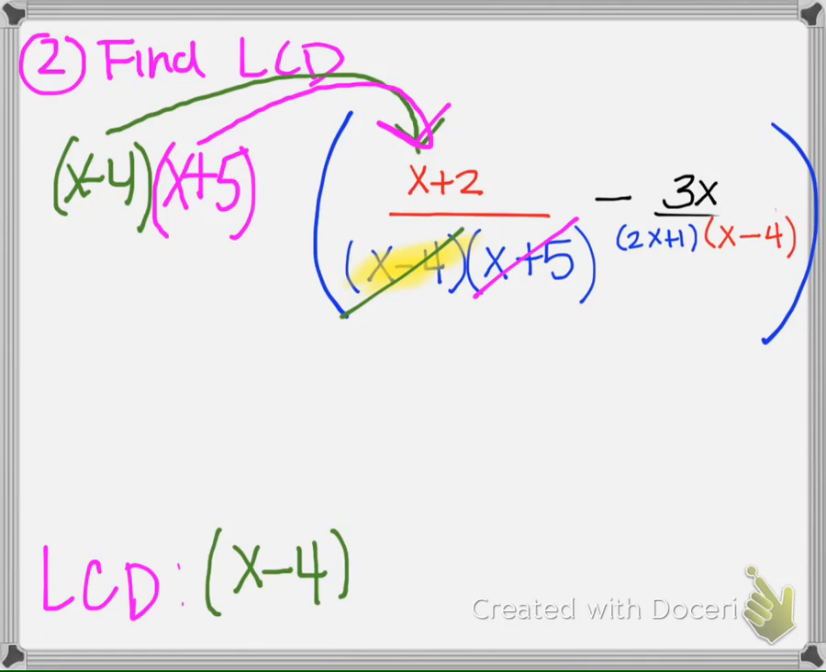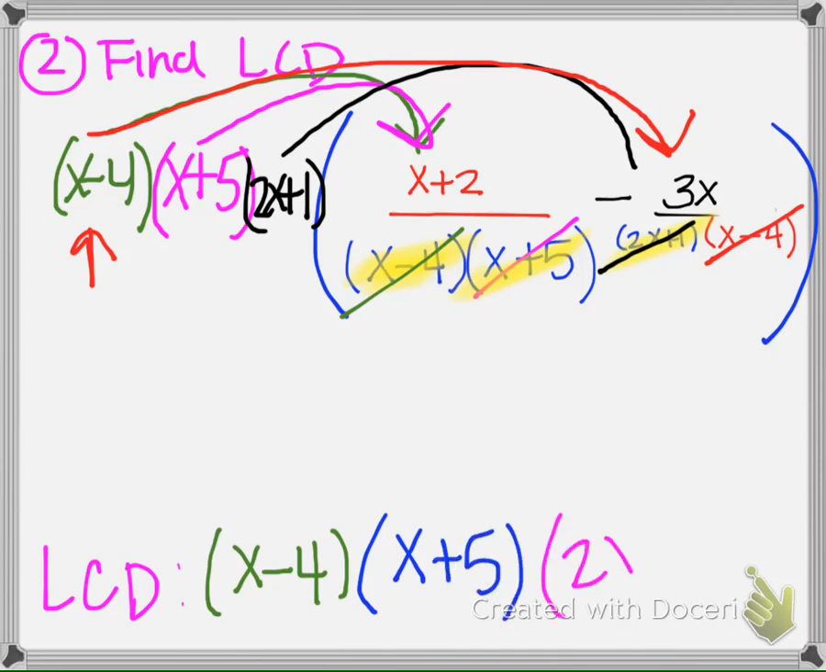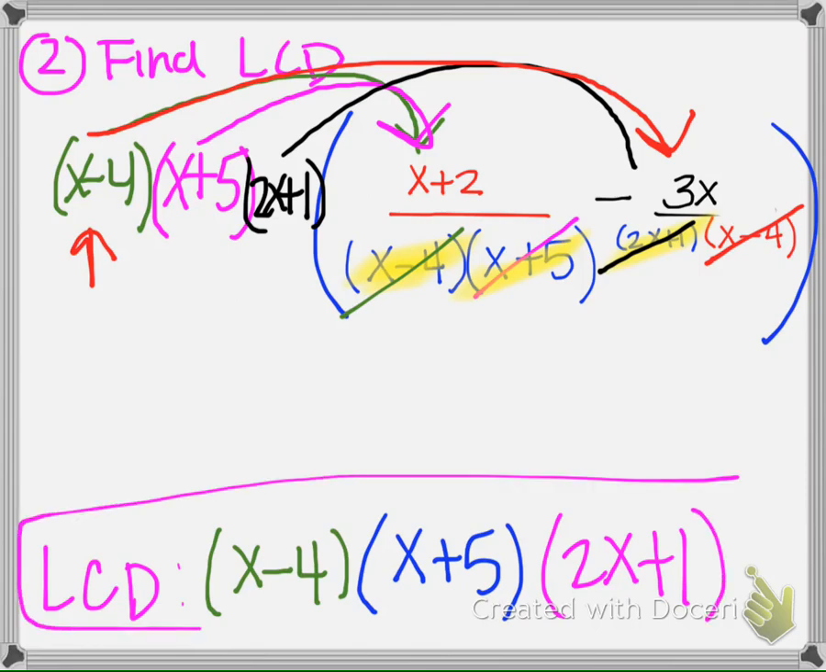Okay, now let's take a look at the second fraction here. Here we see a 2x plus 1, so we need to include a 2x plus 1 here, so that when it's distributed here, it's going to cancel out with that 2x plus 1. Now when this x minus 4 is distributed here, it's going to cancel out with this one, so I don't need to put an x minus 4 because it's already here. So our common denominator is x minus 4 times x plus 5 times 2x plus 1. So this is our common denominator.